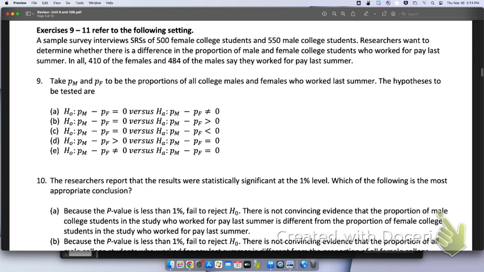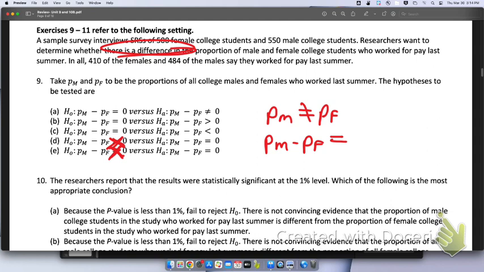So we're looking at, obviously, we can take those two out. We're looking at the difference in the proportion of males and females. We can take out D and E because they don't have the equal sign. So if you're looking at whether or not there is a difference, we're trying to see, is there a difference? That would be that PM does not equal PF, and that just means PM minus PF is not equal to 0, which is A.